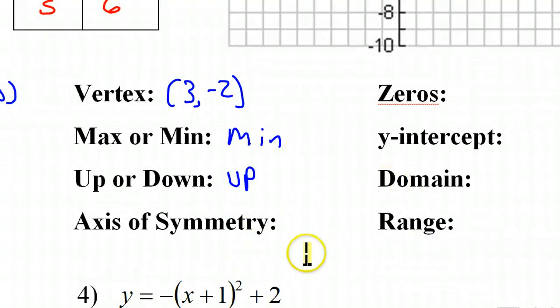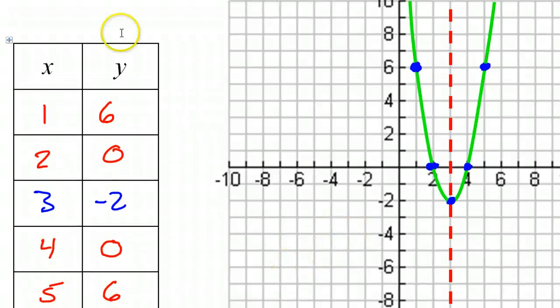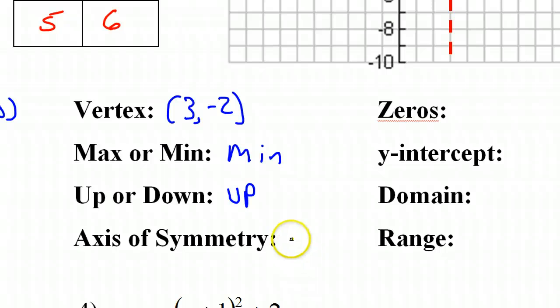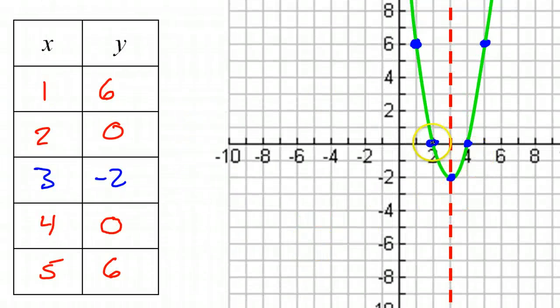Okay, the axis of symmetry is a vertical line right down the middle. So there's your axis of symmetry. Now, this is a vertical line at 3, so that means the axis of symmetry is the line x equals 3. Don't just put 3, we're talking about a line. This line is the line x equals 3. The zeros are the x-intercepts, and they are here and here, so that's (2, 0) and (4, 0).